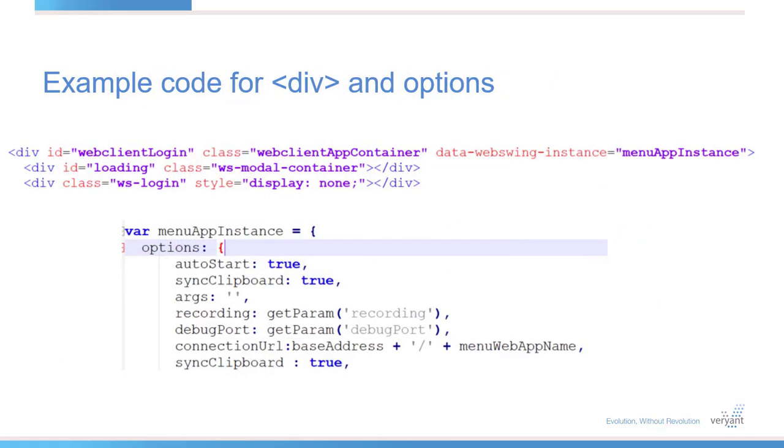Here's what we have so far. A div in your HTML creates a container to run your program inside a web page. And the code on the screen creates a container named menuAppInstance. A var keyword in your JavaScript sets up some configuration for that container.